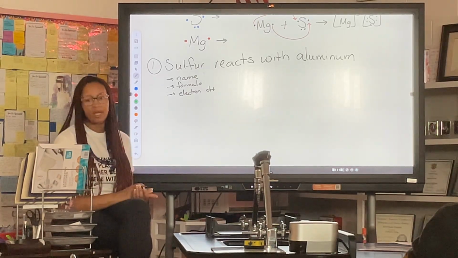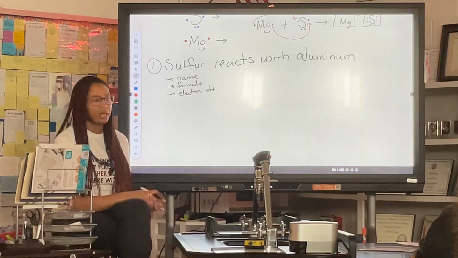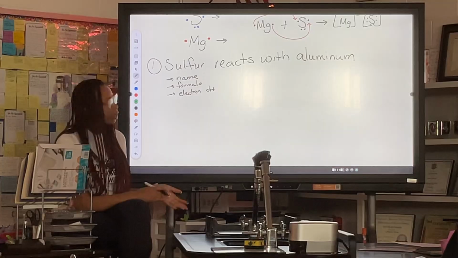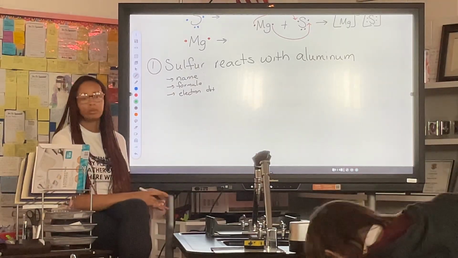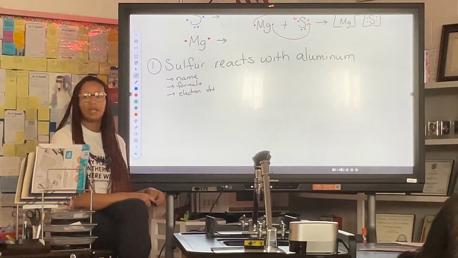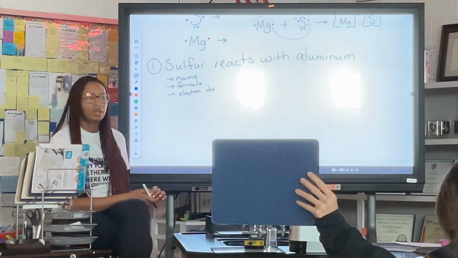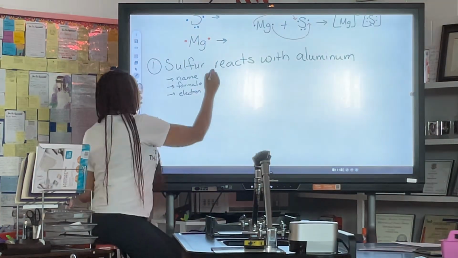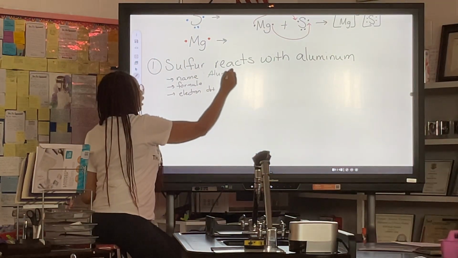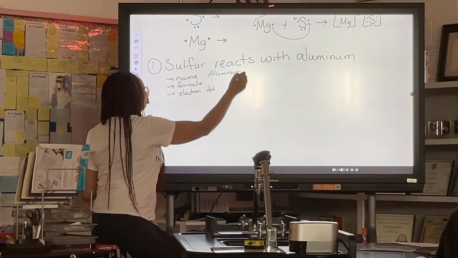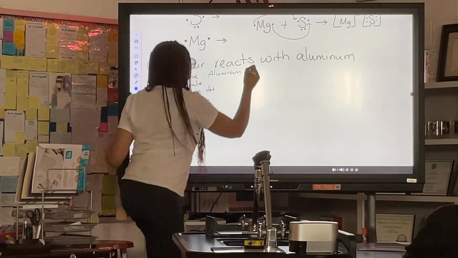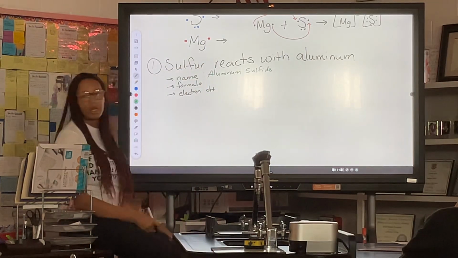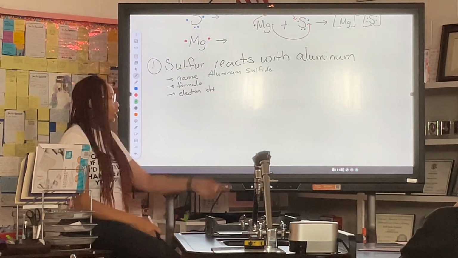On the count of three, let me see the name. I just want to see the name first. 1, 2, 3. Let me see. Cool beans and awesome sauce. It is aluminum sulfide. Why is it aluminum sulfide and not aluminum sulfur? What do we do with those nonmetals? You change the ending of the name.